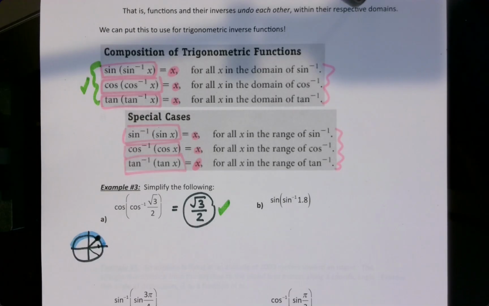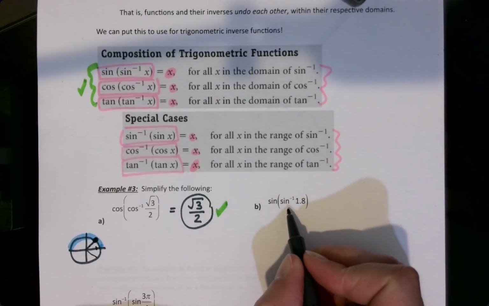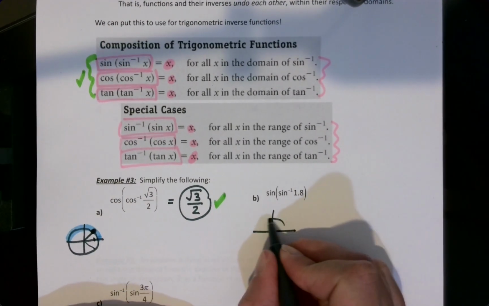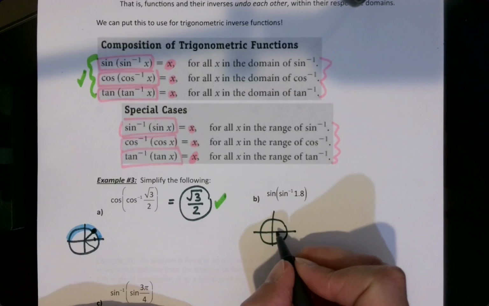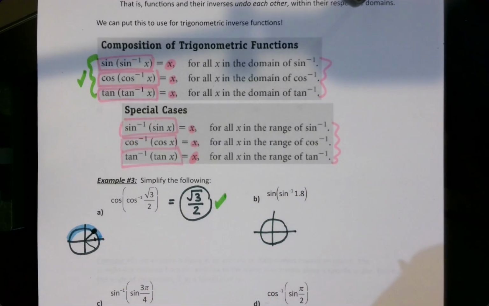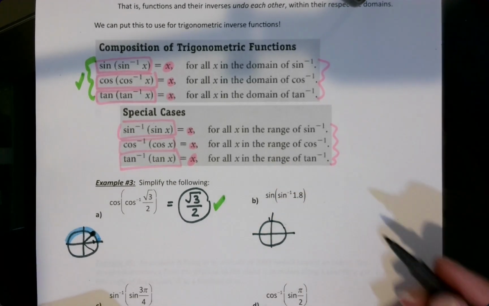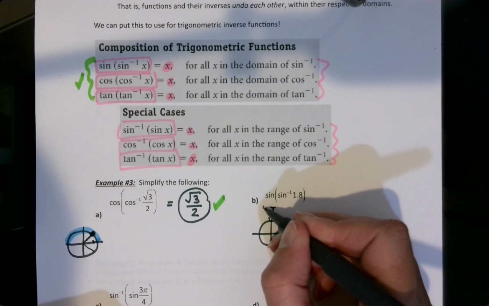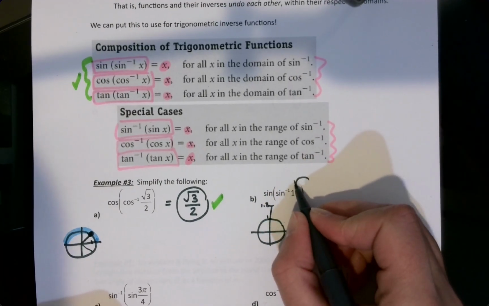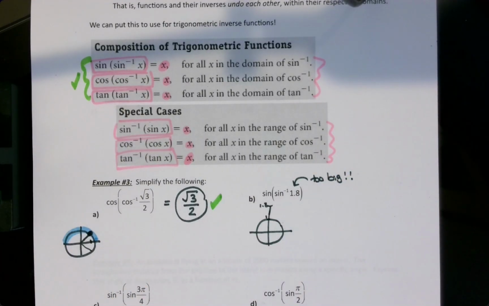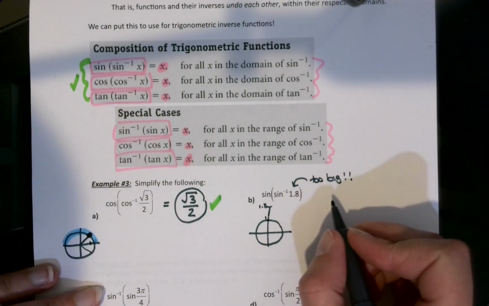Now, in the next one, we're going in that same direction where I need to do the sine of the arc sine of 1.8. So a little diagram of what this might look like. 1.8, that is a height ratio. But remember, on the unit circle, 1 is as high as we can get. So 1.8 as a height, it's too big. So that's not a possible input for the arc sine function. So this is going to be undefined.